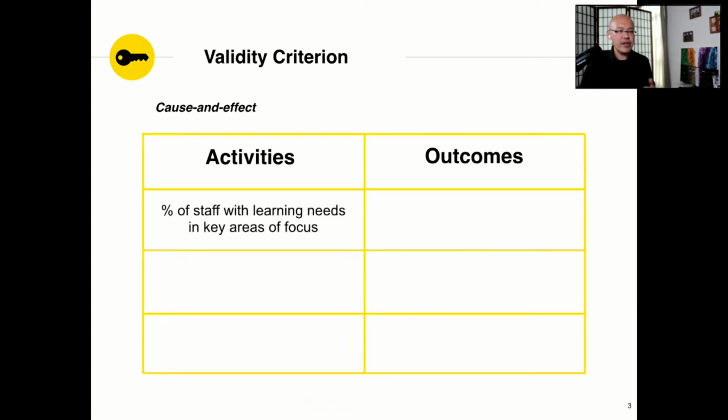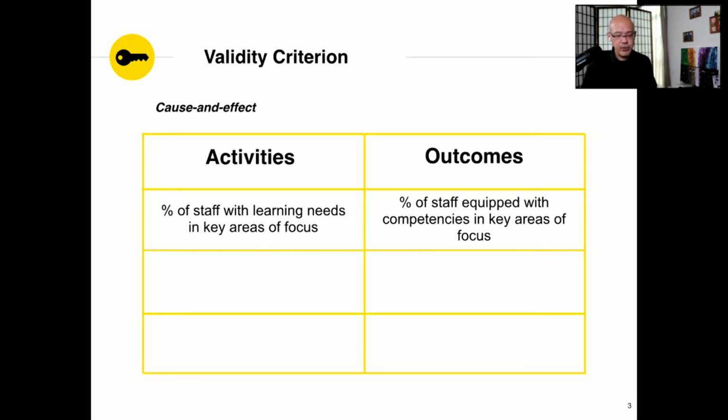One way to think about this is, for example, as an activity, you would want to measure the percentage of staff with learning needs in a particular key area of focus. Once you have identified that, of course, you would want to bridge the gap and help staff address those areas of focus. And once that is implemented, an outcome of that would be staff equipped with the competencies in the key area of focus, for example.